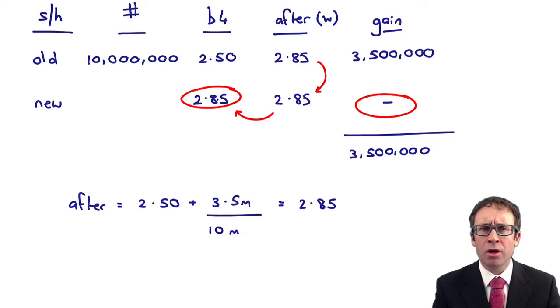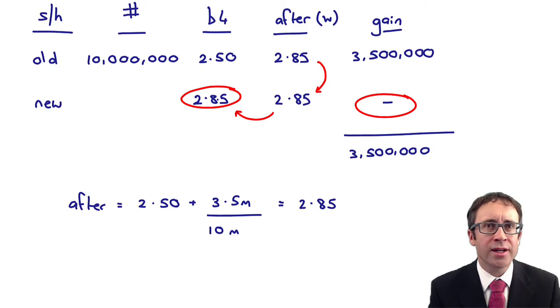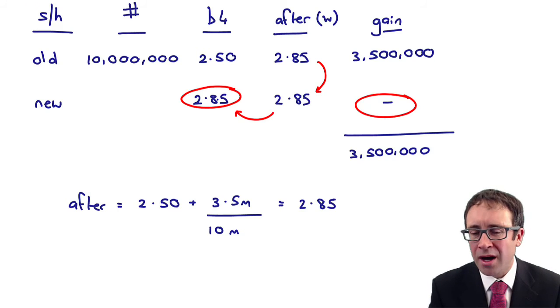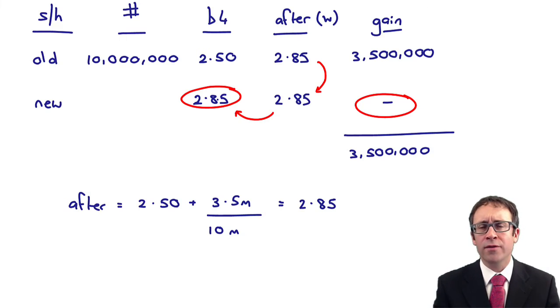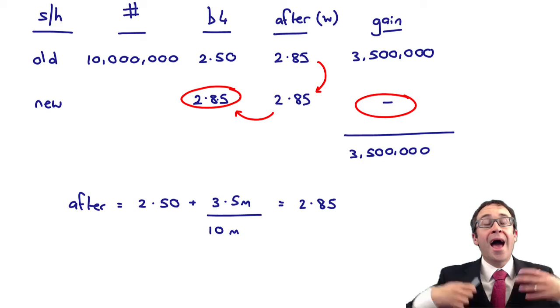Can you spot a problem there? If you're a new shareholder and you're told you can get a new share in Barlow PLC for $2.85, they're currently trading at $2.50. Would you be incentivized to buy that share? Hell no. You'd sooner buy a new share if you really wanted to get involved in this company off the open market at $2.50.